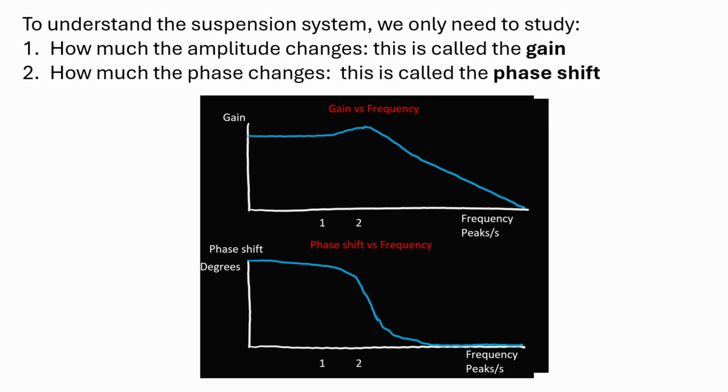This is called a Bode plot. The top plot shows the gain, that is how much the amplitude changes across frequencies, while the bottom plot shows the phase shift across those same frequencies. This Bode plot tells you everything about how your suspension system responds to any sinusoidal road fissure at any frequency.